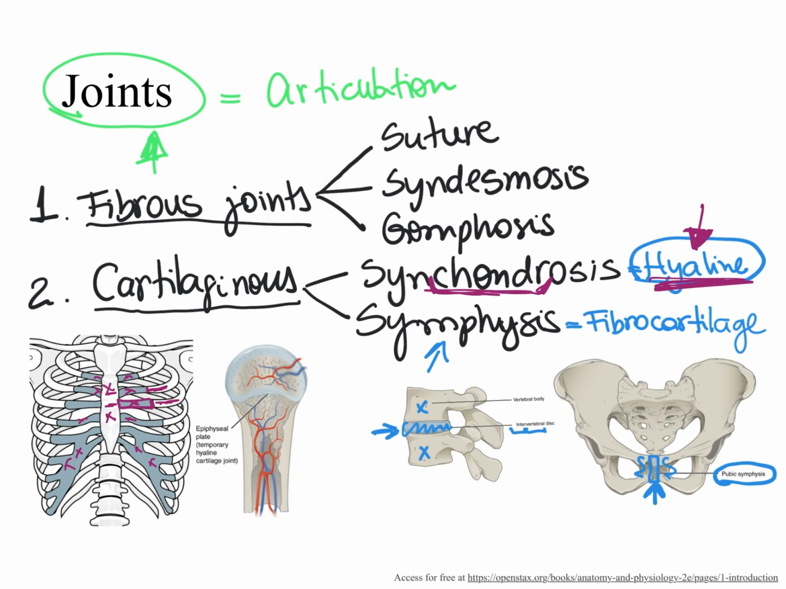Now, when I went over bone formation and we talked about the endochondral ossification, I told you that the mold of the bone was made from hyaline cartilage. And that as the bone developed, we ended up with a plate of cartilage between the epiphysis and the diaphysis of long bones. And this plate was called epiphyseal plate. So the epiphyseal plate is a plate of hyaline cartilage between the epiphysis and the diaphysis of a bone. The epiphyseal plate is also considered a synchondrosis cartilaginous joint.